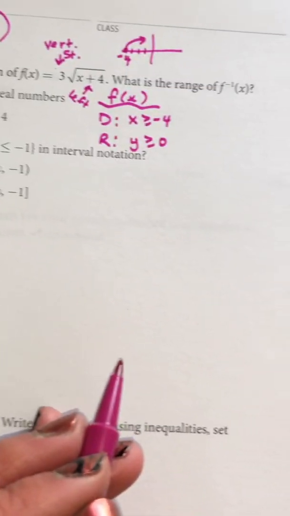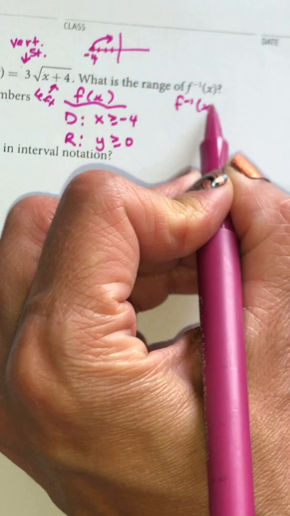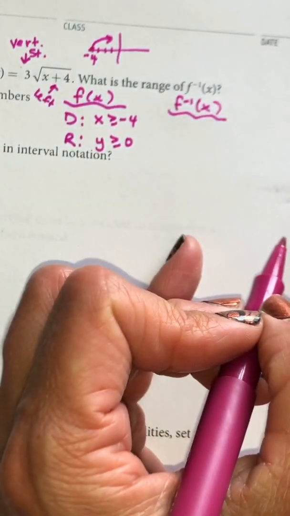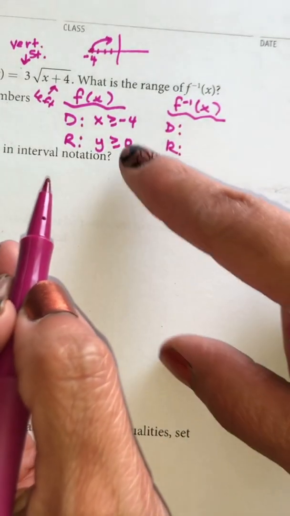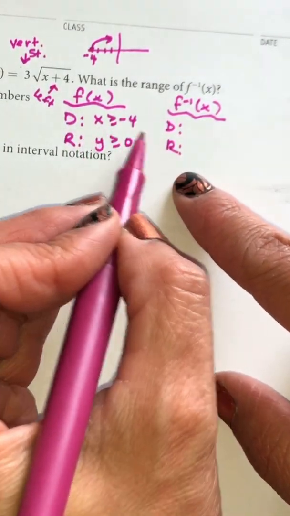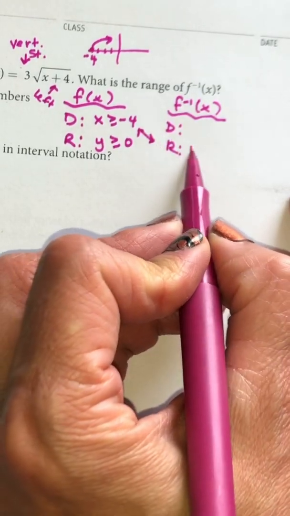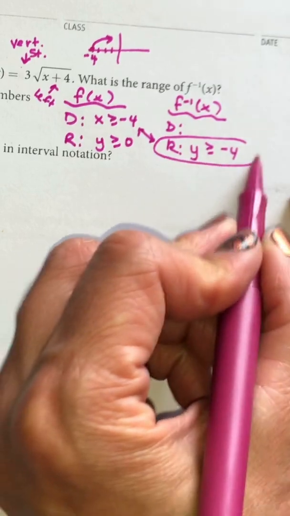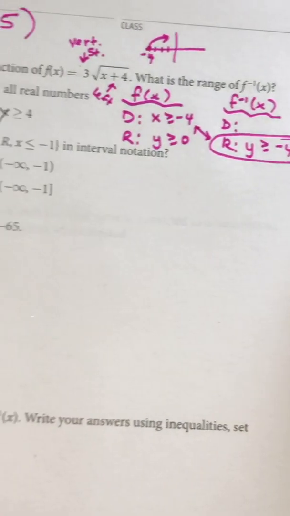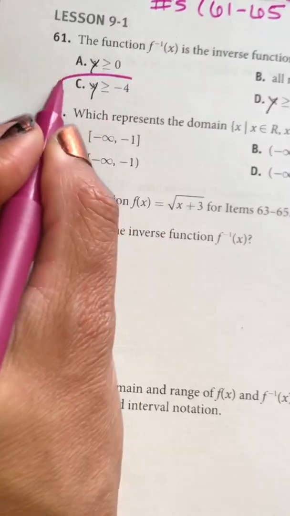So when we Freaky Friday the domain and range and find the domain and range of the inverse, all we have to do is switch them. So the range is the same as the domain, but instead of x, we do y, greater than or equal to -4. So this is the one we needed to find. y has to be greater than or equal to -4, so it is C.